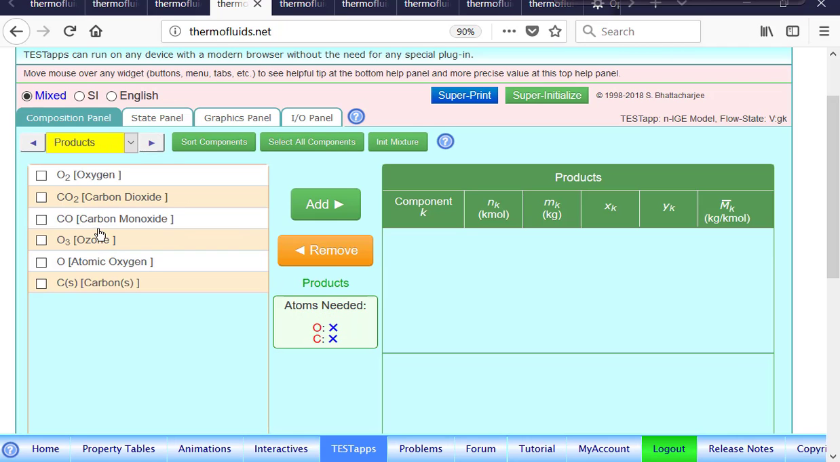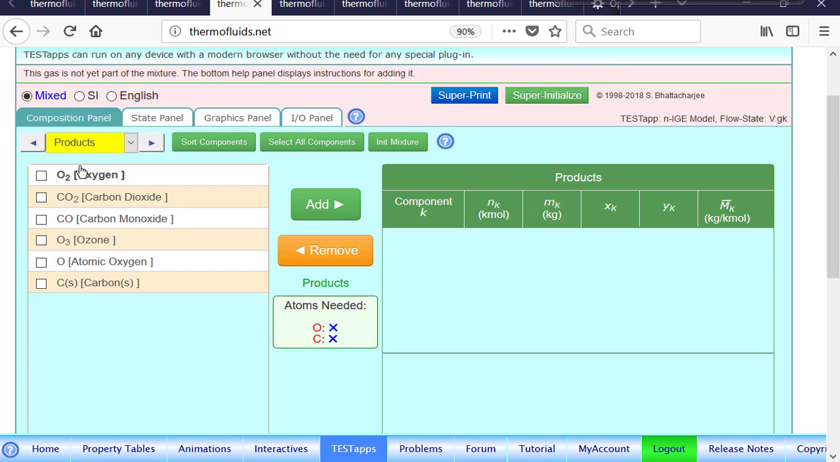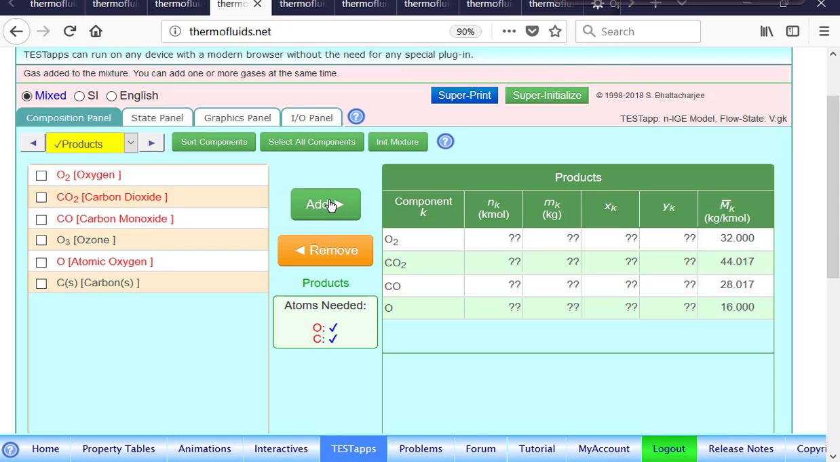And the products, we don't know their amount. That's why there is no, notice that here we could assign the value, how many kg or how many kilomole. We have added 1 kg of CO2, and we don't know what the products are. We could add all of them, or just to be compatible with the animation I just showed, let's just pick oxygen, CO2, CO, and O. We add those, and we don't know the amounts.